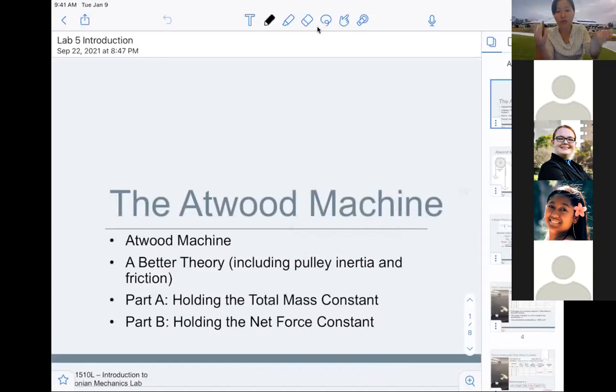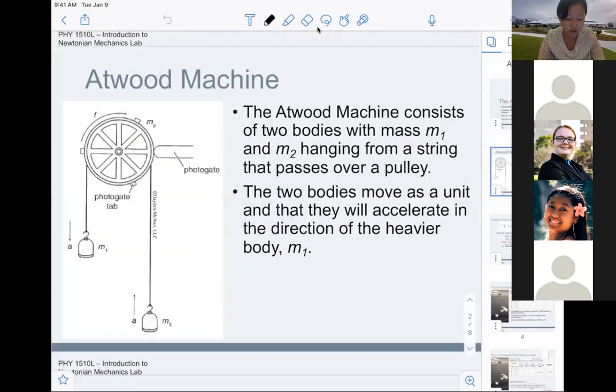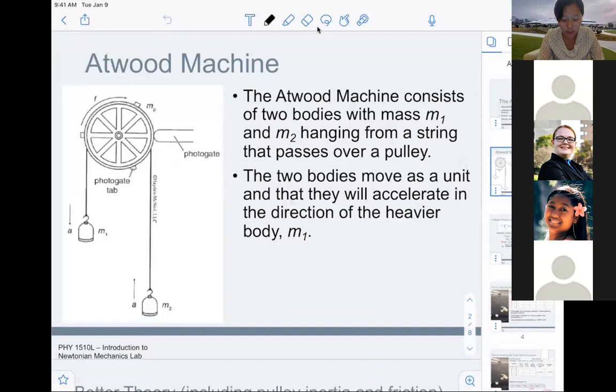So the heavier one is going to be able to fall down, and the whole system is threaded through a pulley. Because this is what's called the Atwood machine, and we're going to measure the rate of the falling, the acceleration of the entire system, as another way to show Newton's second law applications.